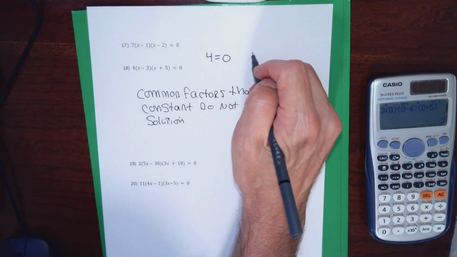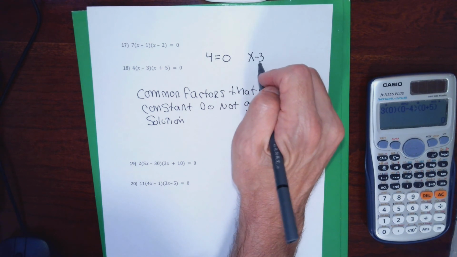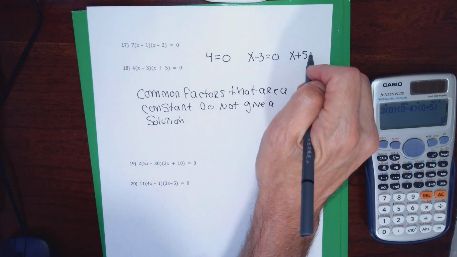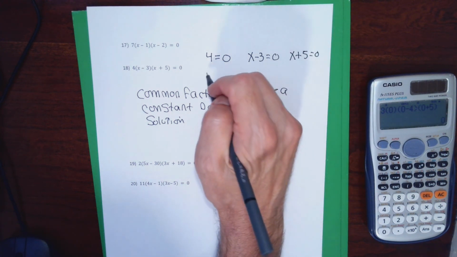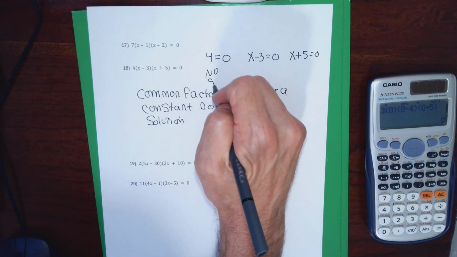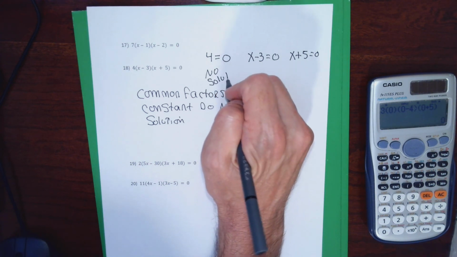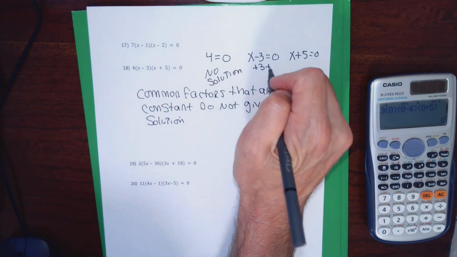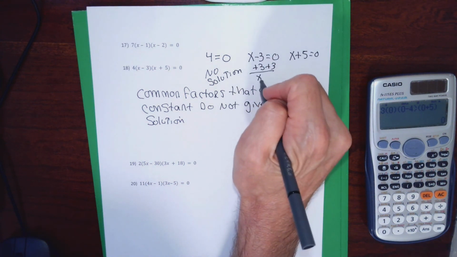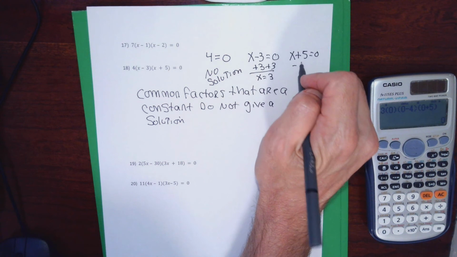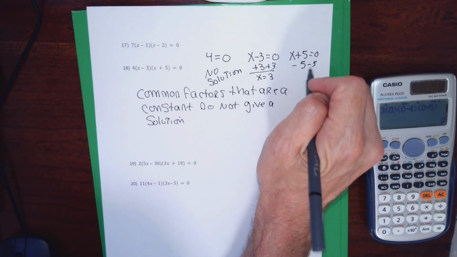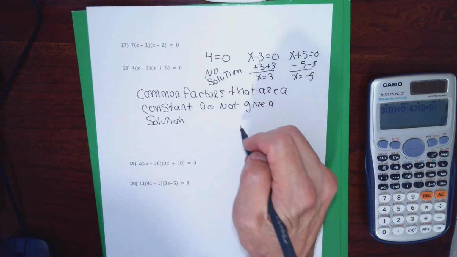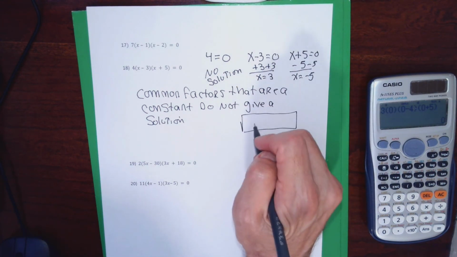I'll go 4 equal to 0, x minus 3 equal to 0, and x plus 5 equal to 0. The 4 equal to 0 is not going to give me a solution. I'll show you in a second that 4 doesn't check. The x minus 3, you'd have to add 3 to both sides. The x plus 5, you'd have to subtract 5 from both sides. That you should do in your head if you can. You don't need to be showing all the algebra that I'm showing.